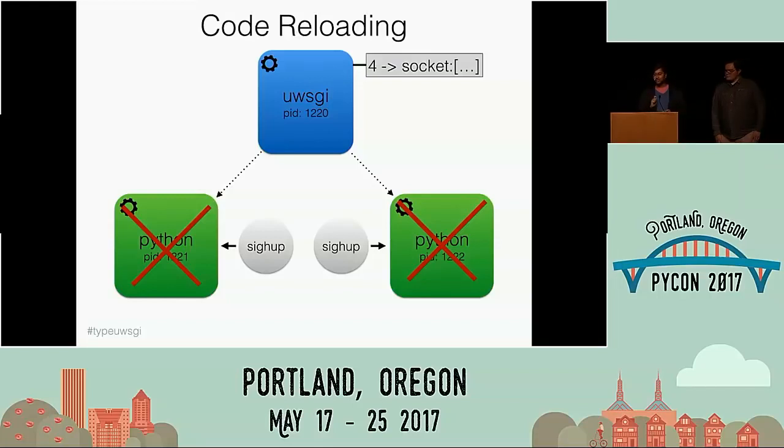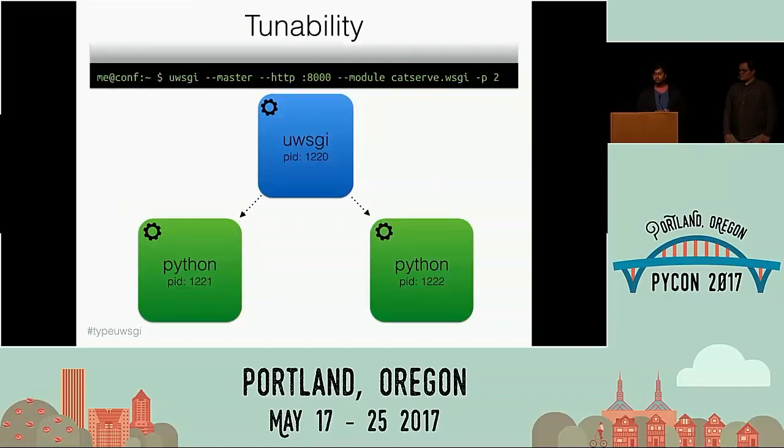So that's the first great reason to use uWSGI. The second one that's pretty important is tunability. By tunability, I mean making sure that uWSGI's resource usage fits your needs. So you'll remember this command that I ran to generate that diagram of 2 worker processes.